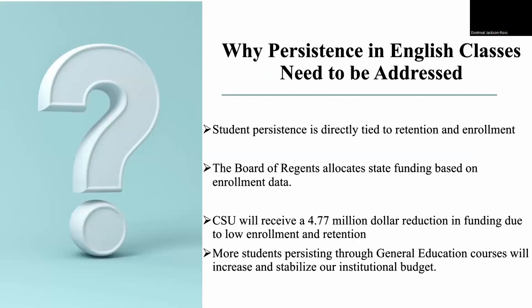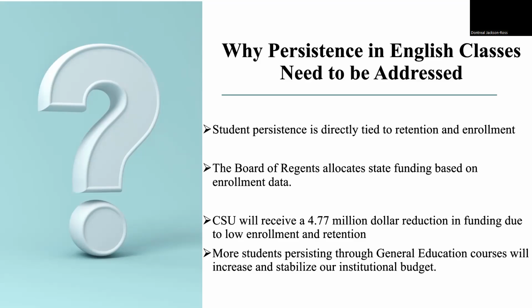Now, why does persistence in English classes need to be addressed? Well, for one, student persistence is directly tied to retention and enrollment. The Board of Regents allocates state funding based on enrollment data. So indeed, in order for CSU to maintain its stability and sustainability, students must be enrolled at a consistent rate. To date, CSU will receive a $4.77 million reduction in funding due to the low enrollment and retention rates.